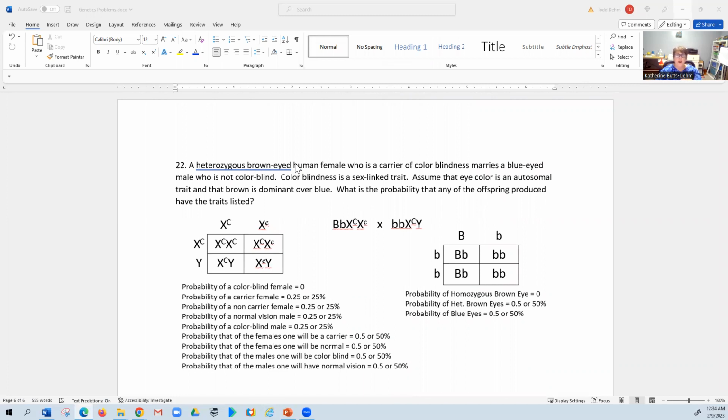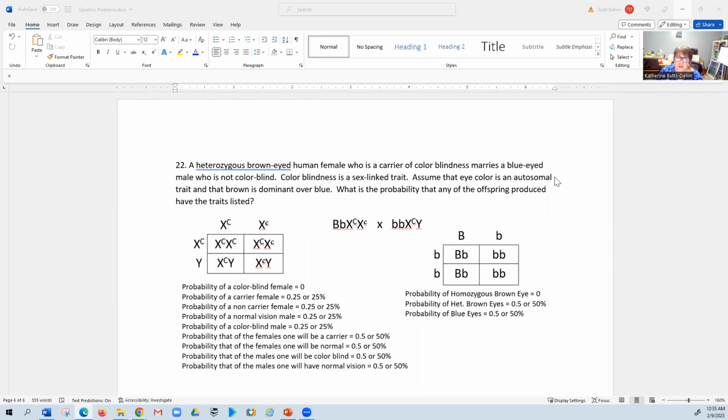A heterozygous brown-eyed human female who is a carrier of color blindness. She's not a carrier of color blindness as far as I know. Marries a blue-eyed male. My dad's a blue-eyed male who is not colorblind. He's not colorblind as far as I know. Colorblindness is a sex-linked trait, but eye color is not.